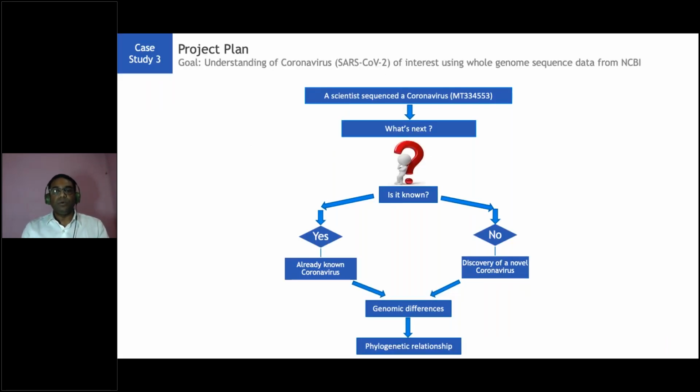Here is the project plan. Once the scientists sequence a coronavirus of interest, for example, MT334553, the next question that comes to their mind is whether this genomic sequence is novel or already known. If it is an unknown genomic sequence, that means they discovered a novel virus. On the other hand, if it is a known genomic sequence, then it is not a novel virus. But either way, they'll be interested to know the genomic differences and their evolutionary relationship with other SARS-CoV-2 viruses.